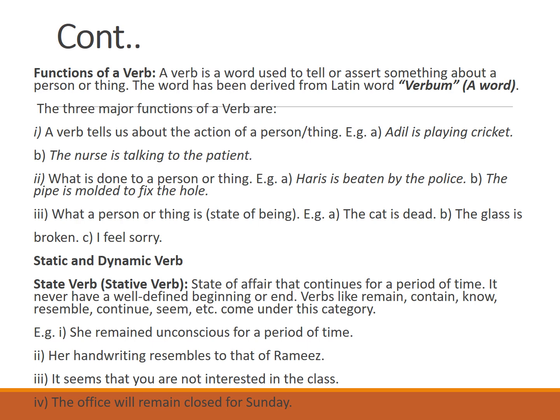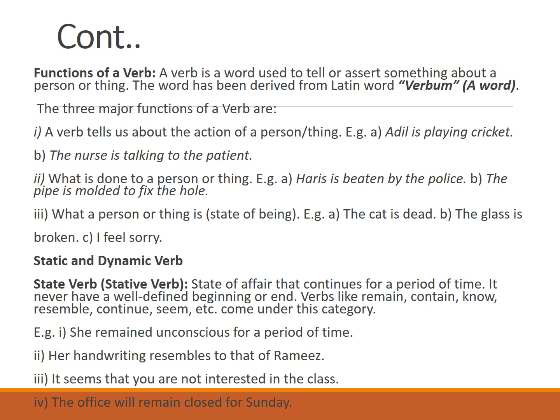Number three, what a person or thing's state of being is. So something in the state of being. Have you used the word? The cat is dead. So here the verb is used in the state of being. The glass is broken. I feel sorry. So these are stative verbs, examples of the state, the state of being. Stative and dynamic verbs.